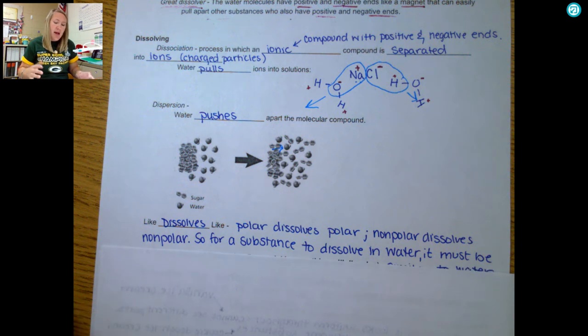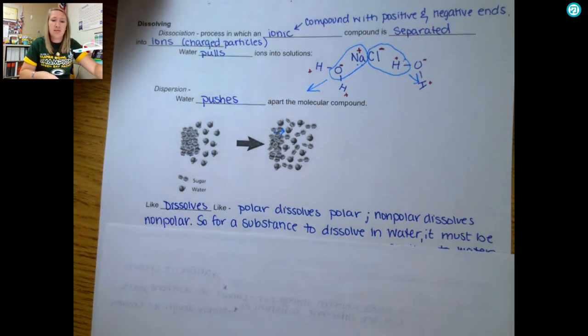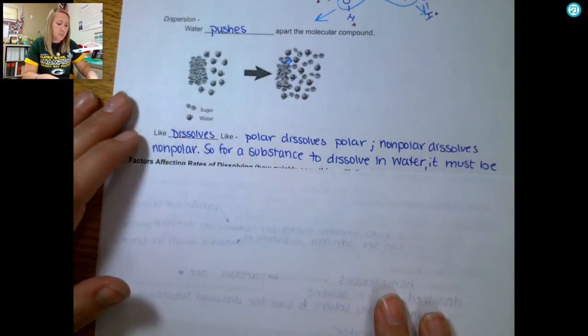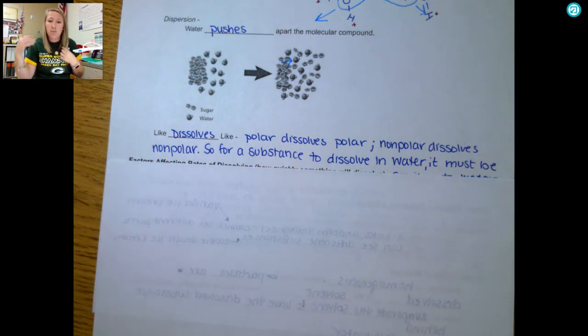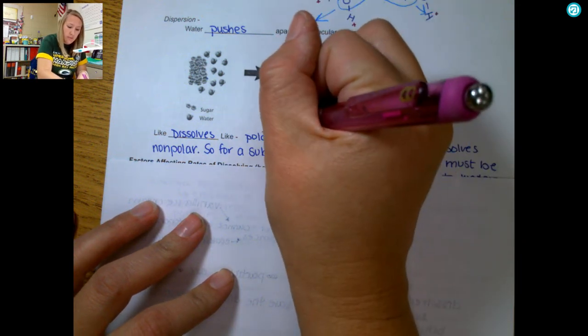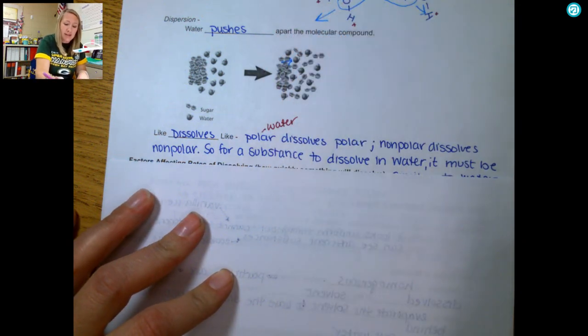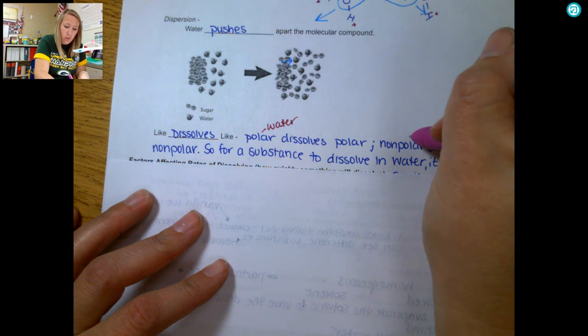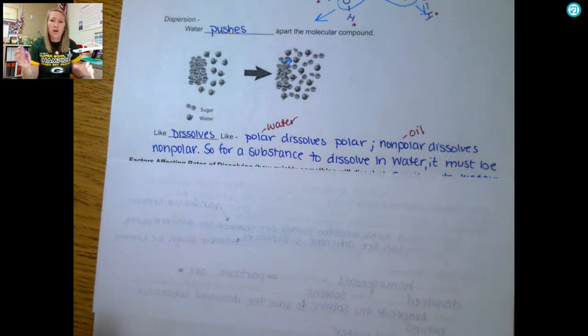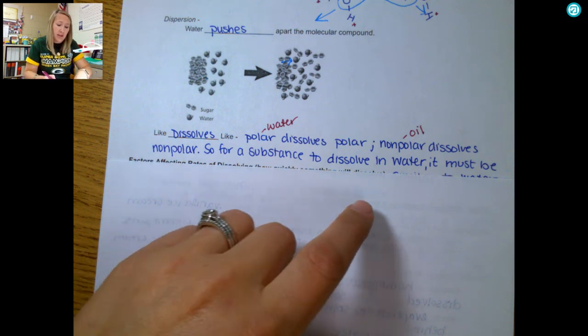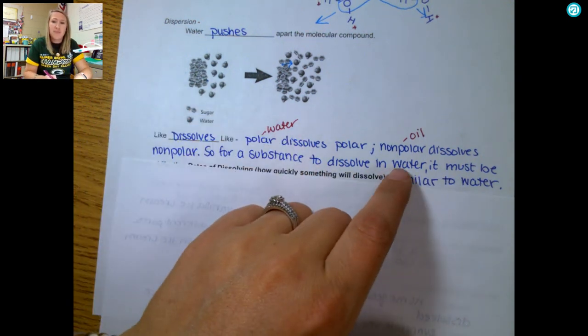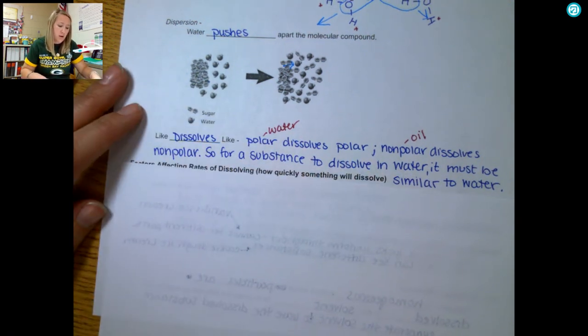Okay. Another thing about dissolving is we can say that like dissolves like. You might hear that. And that just means that something that's polar dissolves polar and nonpolar dissolves nonpolar. Something that's polar is water. Something that's nonpolar, the opposite of polar, is oil, right? We know that water and oil don't mix. But things that are like water can dissolve in water, and things that are like oil can dissolve in oil. So for a substance to dissolve, it has to be similar. So for something to dissolve in water, it must be similar to water.